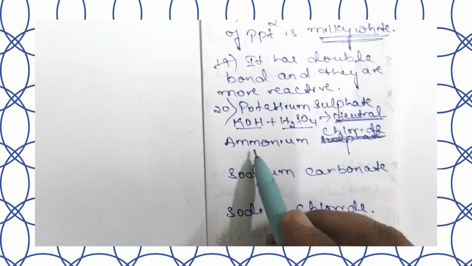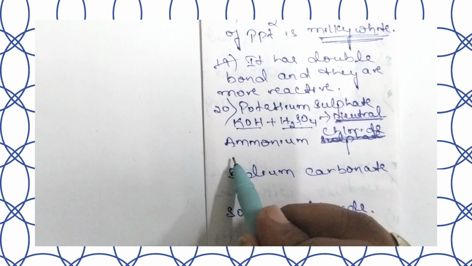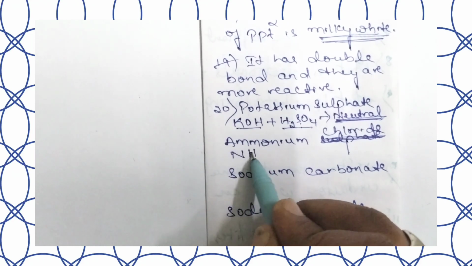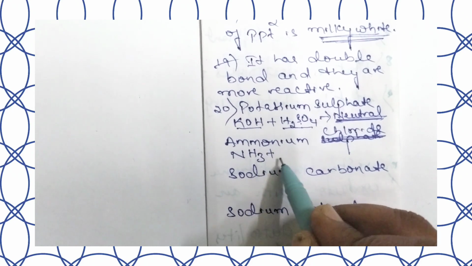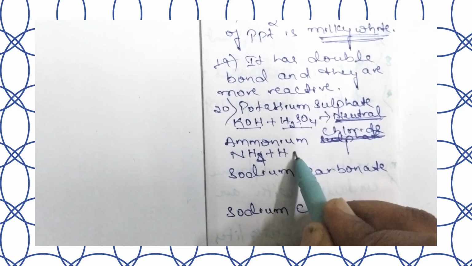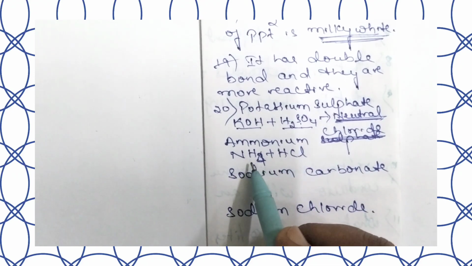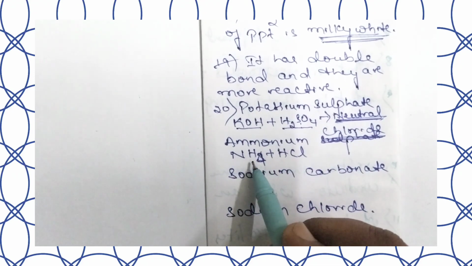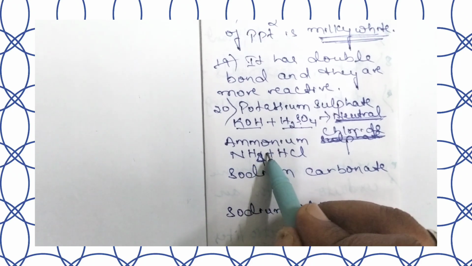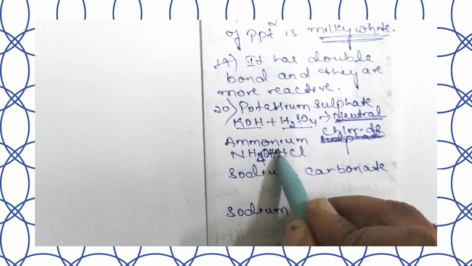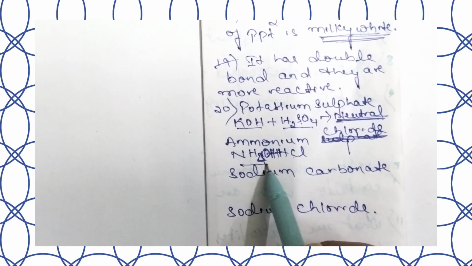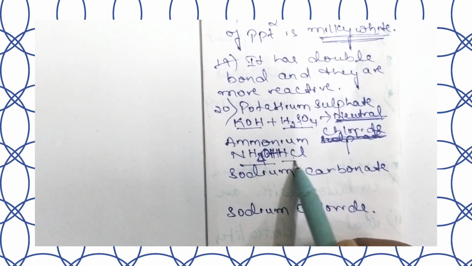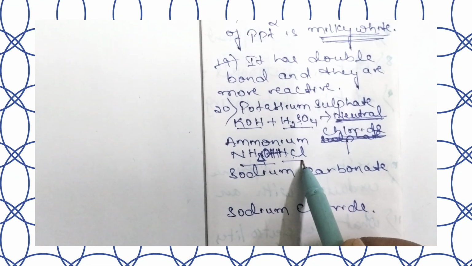Then coming to the second one, that is ammonium chloride. Ammonium chloride is formed from NH3 ammonia plus NH4 plus HCl. So for ammonium chloride to form, we need ammonium hydroxide, NH4OH. Ammonium hydroxide is a weak base and hydrochloric acid is a strong acid.